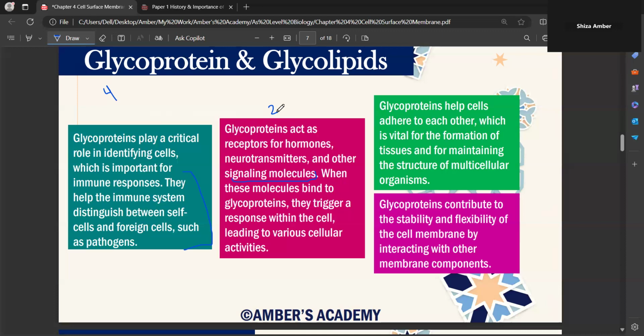The third function is that glycoproteins help cells adhere. Adhere means to stick. They help the cells to stick to each other, which is vital for the formation of tissues and for maintaining the structures of multicellular organisms. These projections in extracellular fluid act like a glue and bind the cells with one another. This is exactly how our tissues are made, by the sticking of cells. Then number 4, glycoproteins contribute to the stability and flexibility of the cell membrane by interacting with other membrane components. So these are the functions of glycoproteins and glycolipids.